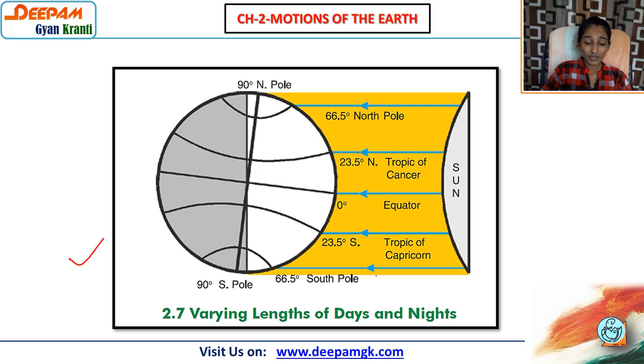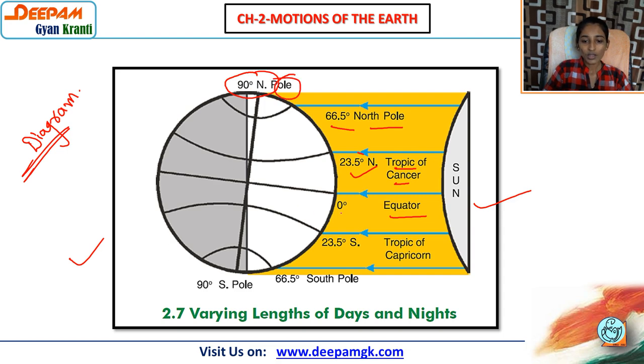Varying length of days and night will also come as a diagram in the exam, so prepare it very well. Now this is our sun, and this is the globe or earth. Here 0 degree is our equator. You have to remember this very well. 23.5 degree north is the Tropic of Cancer, and 66.5 degree is the Arctic Circle, and here 90 degree is our North Pole.